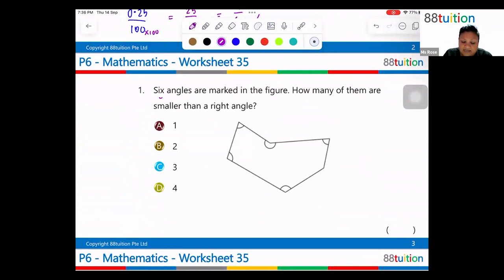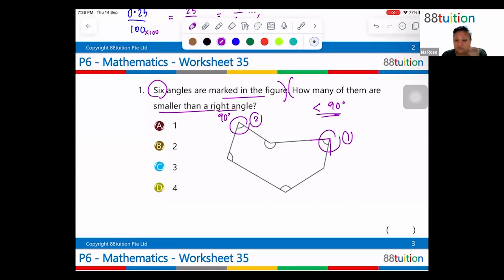Let's look at question one from your tutorial. The question says there are 6 marked angles in the figure. How many of them are smaller, so less than 90 degrees? A right angle means 90 degrees. If you draw a straight line, that's 1, and the other one is here. So there are two angles in the figure which are less than 90 degrees.